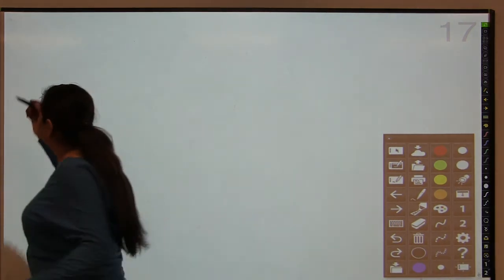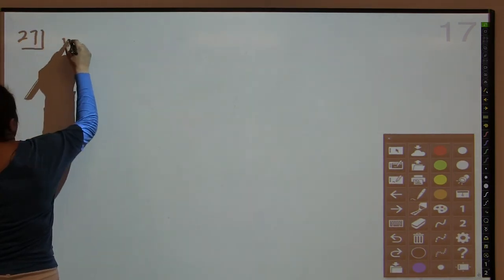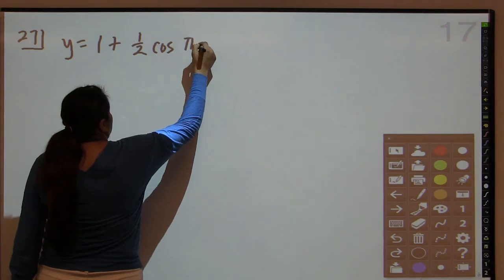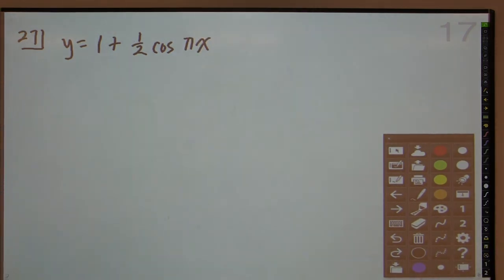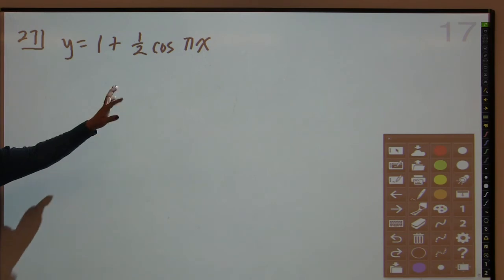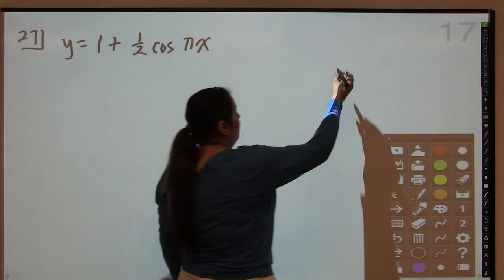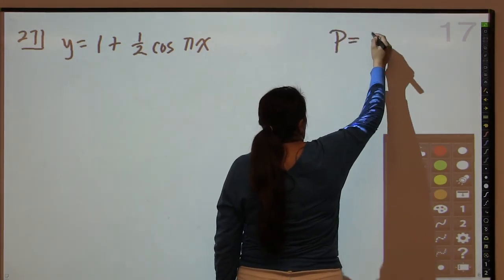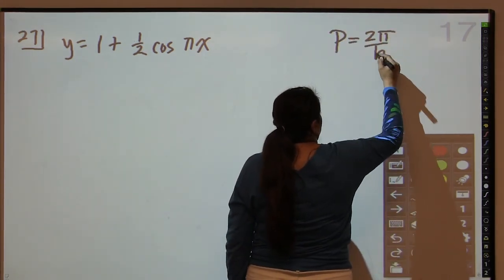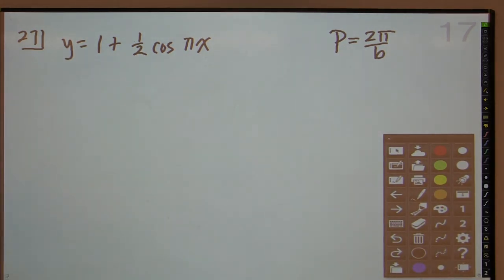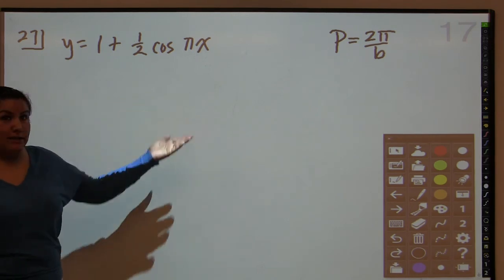Can you tell me what 27 says? Y equals 1 plus 1/2 cosine pi x. Okay, so now we have a pi in front of the x. And by the way, the period of the function, I should have said that earlier, is always 2 pi over b. That's the period of the graph. So far we've had nothing in front of the x, so our period has always been 2 pi, because 2 pi divided by 1 is 2 pi.